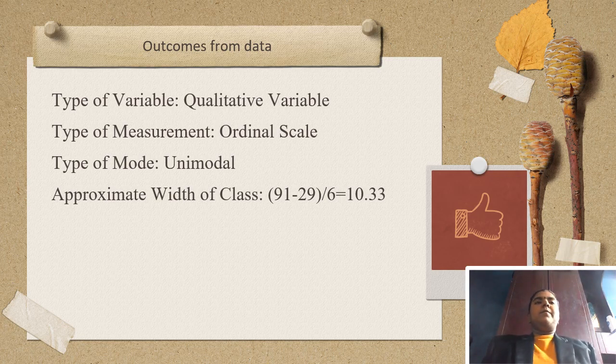The next one would be the approximate width of class, which is the highest number of responses minus the lowest number of responses, divided by 6 classes, which are the 6 problems. So the answer would be 10.33.